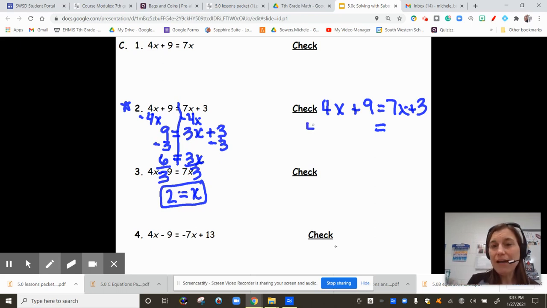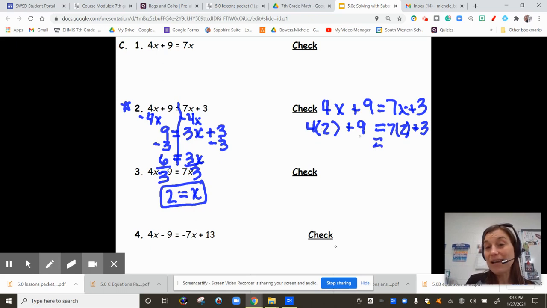So on the left, I have 4 times 2 plus 9. And you did this with the bags and coins, but still, it's different when there's no pictures. And on the right, 7 times 2, because 7x plus 3. And I want to see if these two things are equivalent when x equals 2. So I'm going to evaluate the left. 4 times 2 is 8.